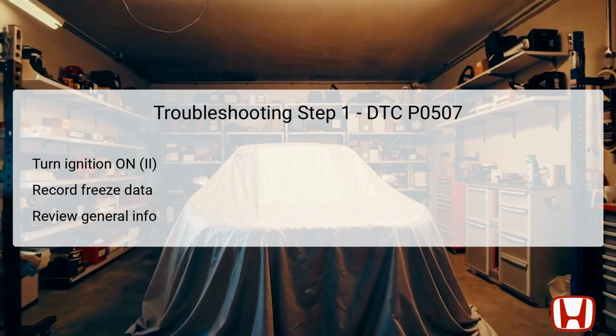The first step in troubleshooting the DTC P0507 involves turning the ignition switch to the on position. This enables the onboard diagnostic system to activate and retrieve necessary data. It is also critical to record all freeze data and onboard snapshots at this stage. These provide valuable historical information about the vehicle's performance leading up to the fault.